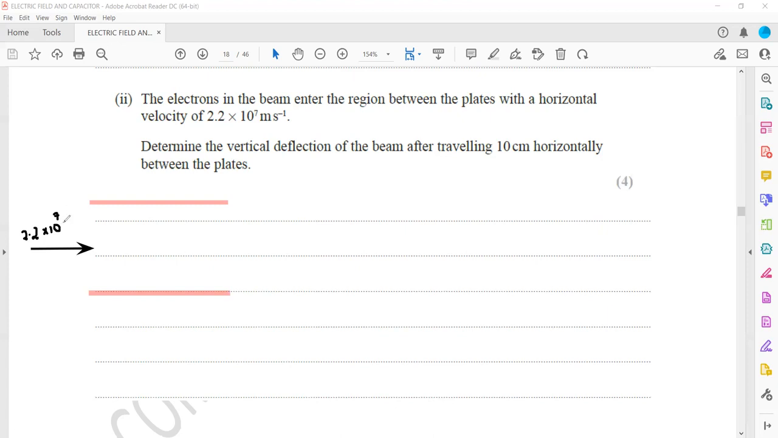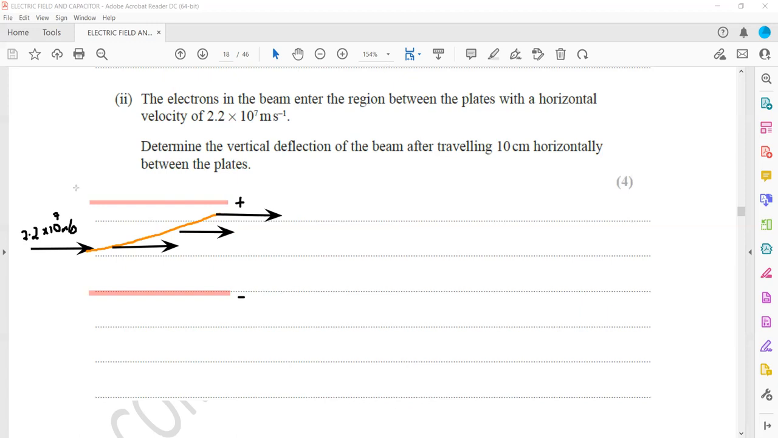This is the speed at which the electron enters the electric field. Then what happens? It will start to deviate. So it has two components. The horizontal component of the velocity does not change. At all points, the horizontal component remains 2.2 × 10^7. But the vertical component will change.